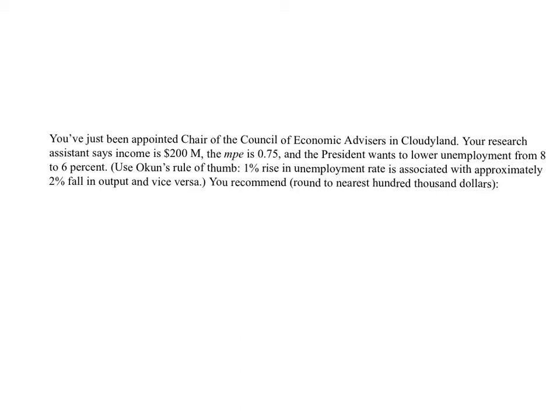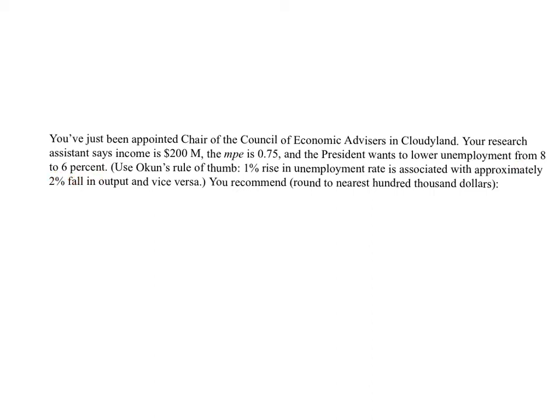This hint is going to explain a typical numerical problem utilizing the multiplier model. So let's just read the question together. You've been appointed chair of the Council of Economic Advisors in Cloudy Land. Your research assistant says the national income is $200 million. The MPE, or the marginal propensity to expend, is 0.75, or 3/4. And the president wants to lower unemployment from 8 to 6%.